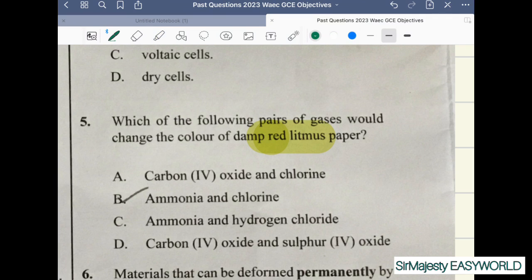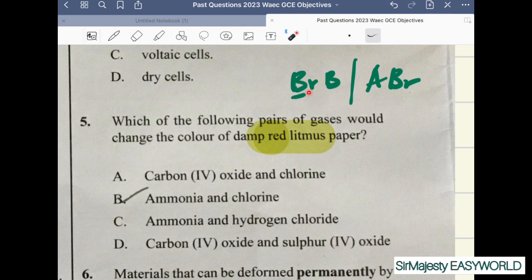First, we should know the acronym, which says BRB and then ABR. This B here is for base, this R here is for red, and this other B here is for blue. Therefore, with regard to litmus paper, bases turn red litmus paper blue, but acids turn blue litmus paper red. Therefore, anything that will have an effect on the red litmus paper must be basic, because that's why we have BRB.